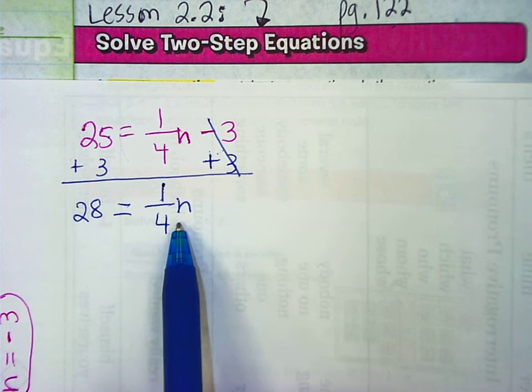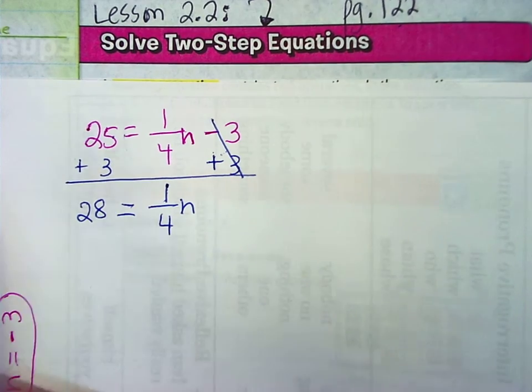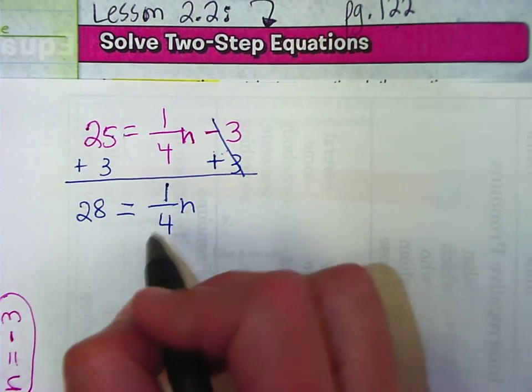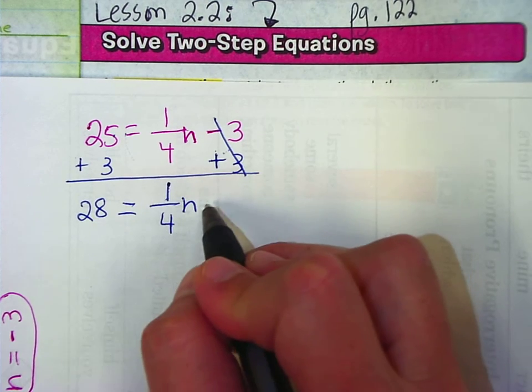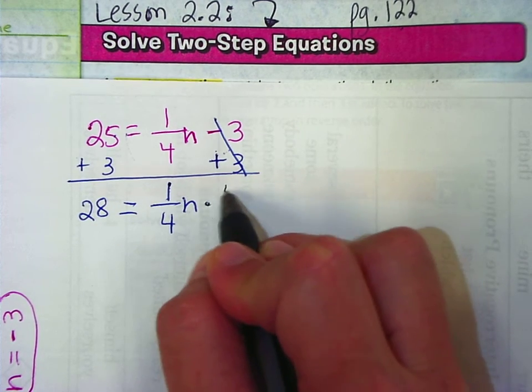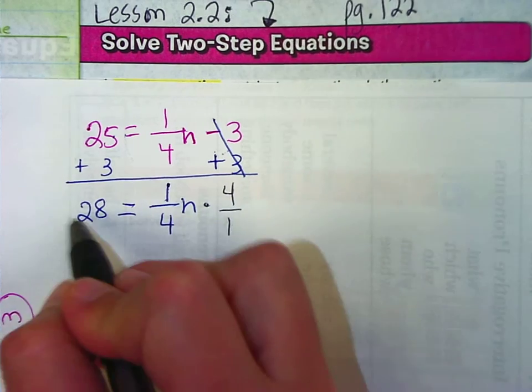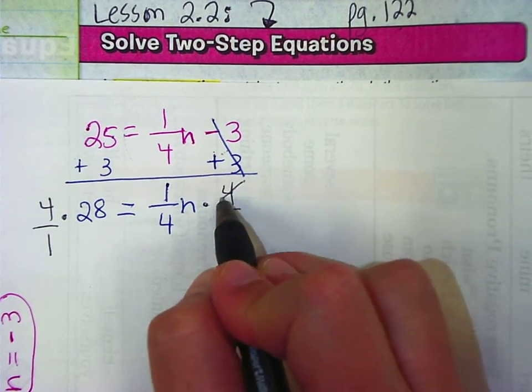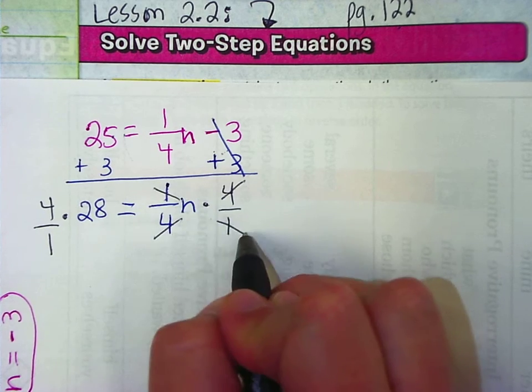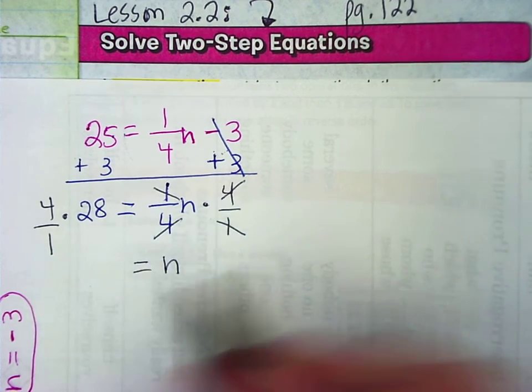I have a fraction next to a variable. So in order to get rid of this fraction, I'm going to flip it and multiply both sides by it. So the reciprocal of 1/4 is multiplying by 4 over 1. Multiply this side by 4 over 1. And now these cancel each other out. So all I have left is n on this side.